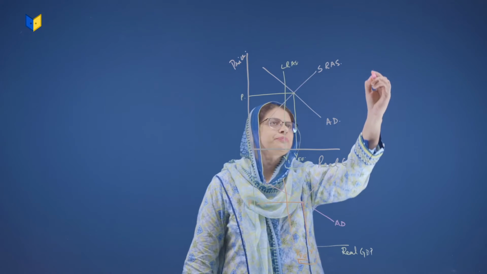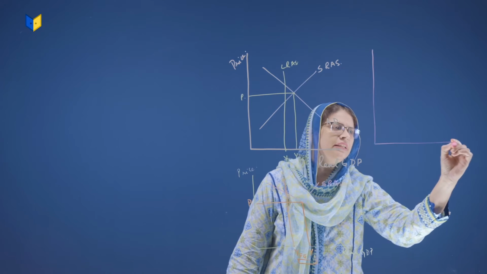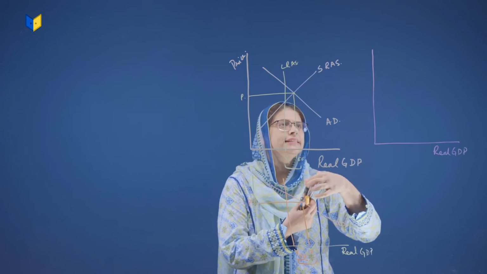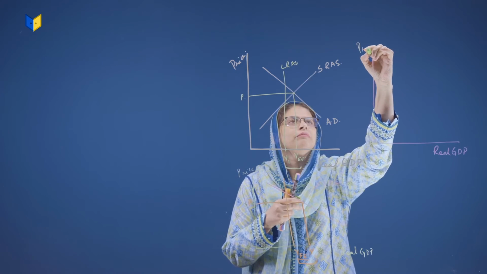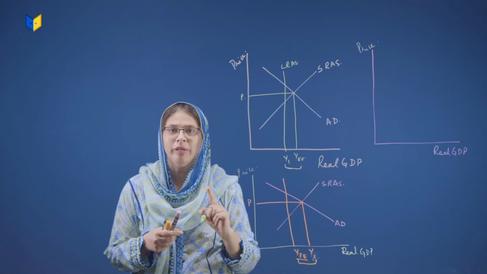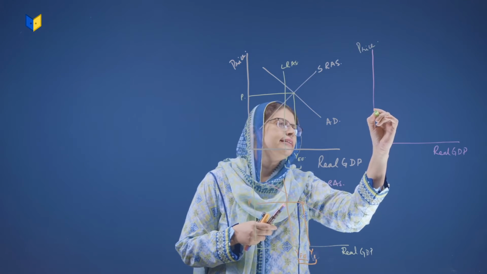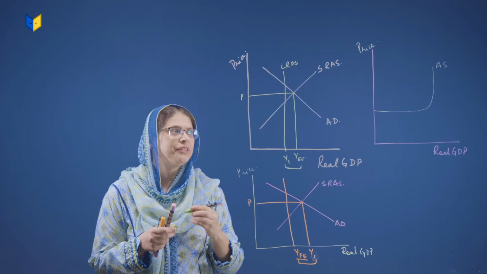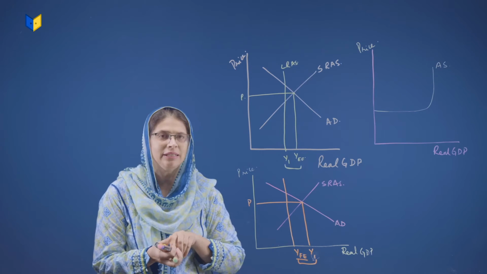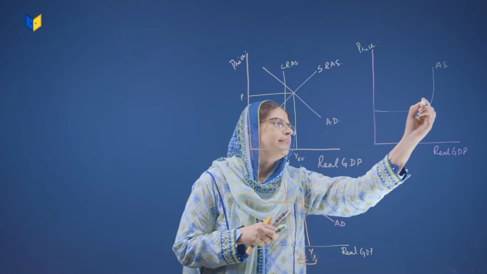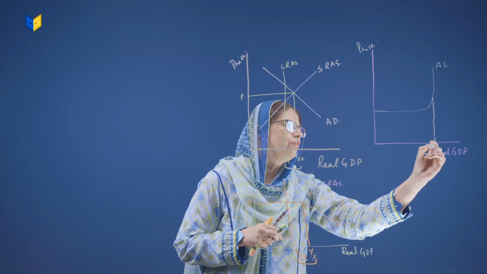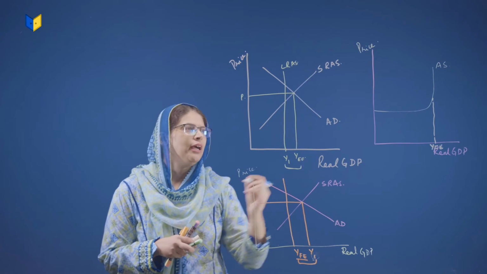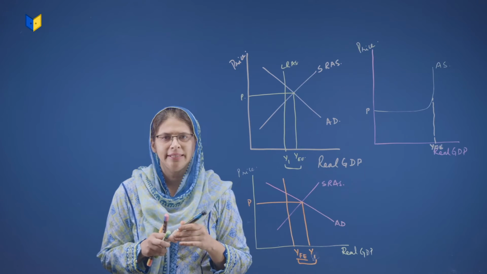It is that this is the real GDP and this is the price. Again, the labeling is too much important. Then this is going to be your aggregate supply curve. Okay, you can see that this is the aggregate supply curve, and this is your point of the full employment where your resources are getting fully employed, and this is the equilibrium price.